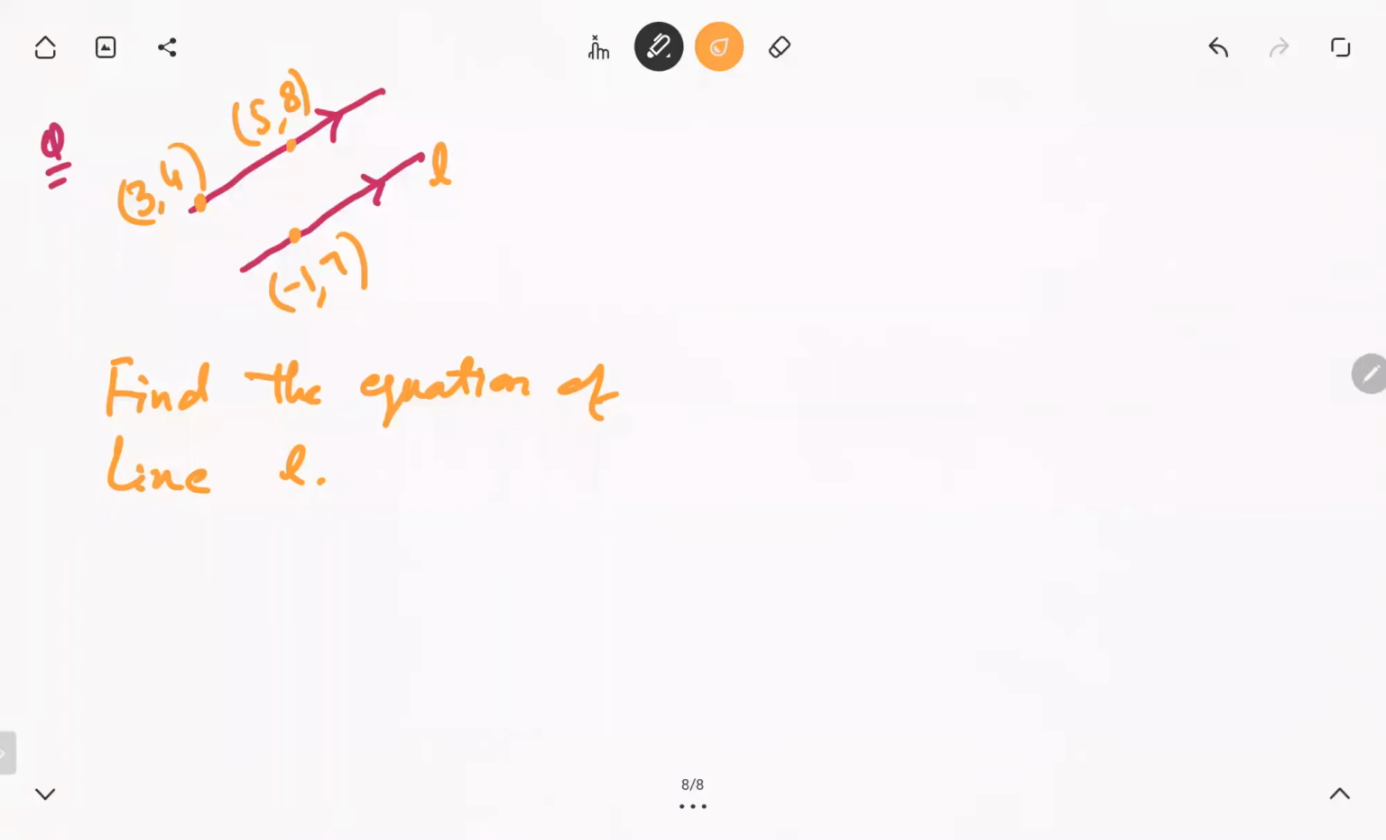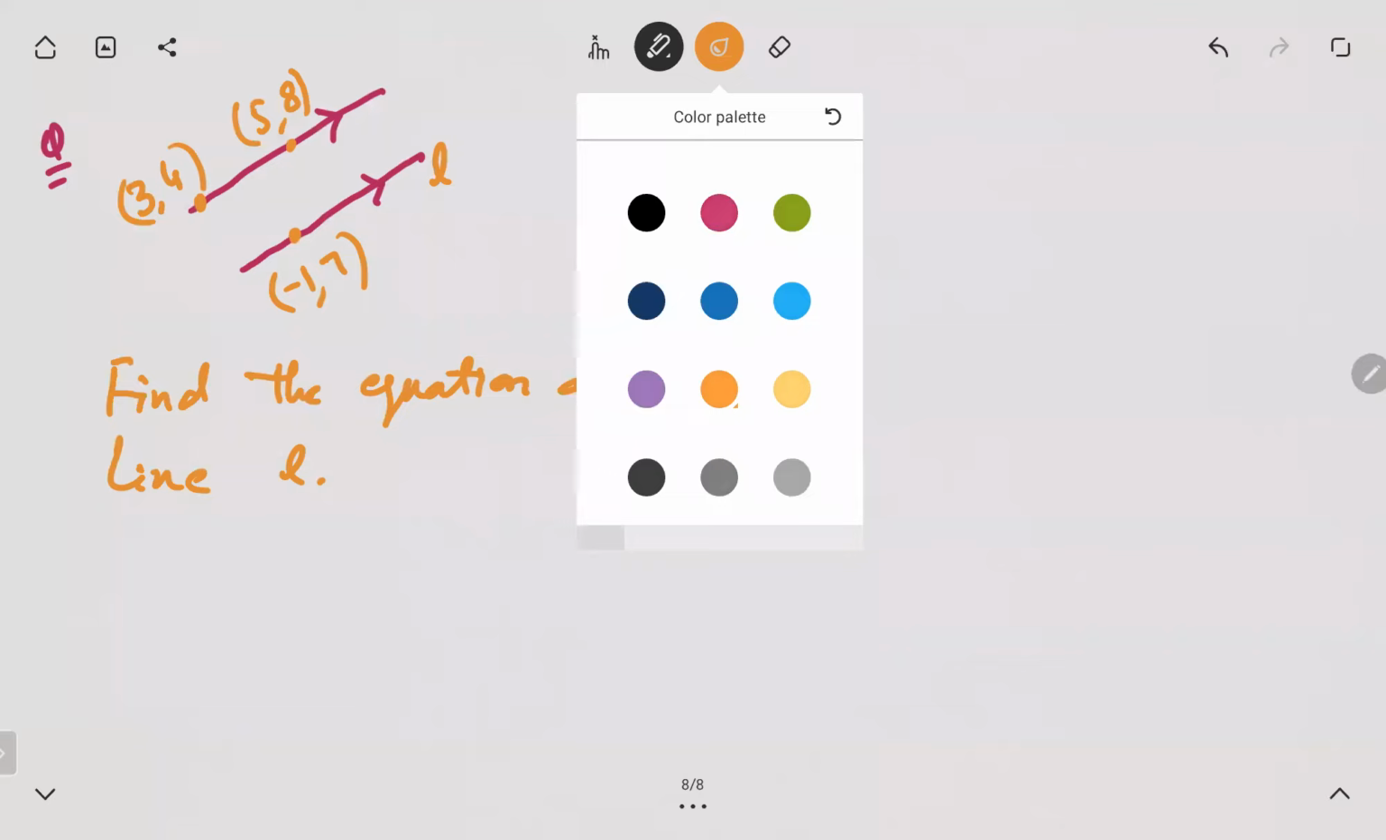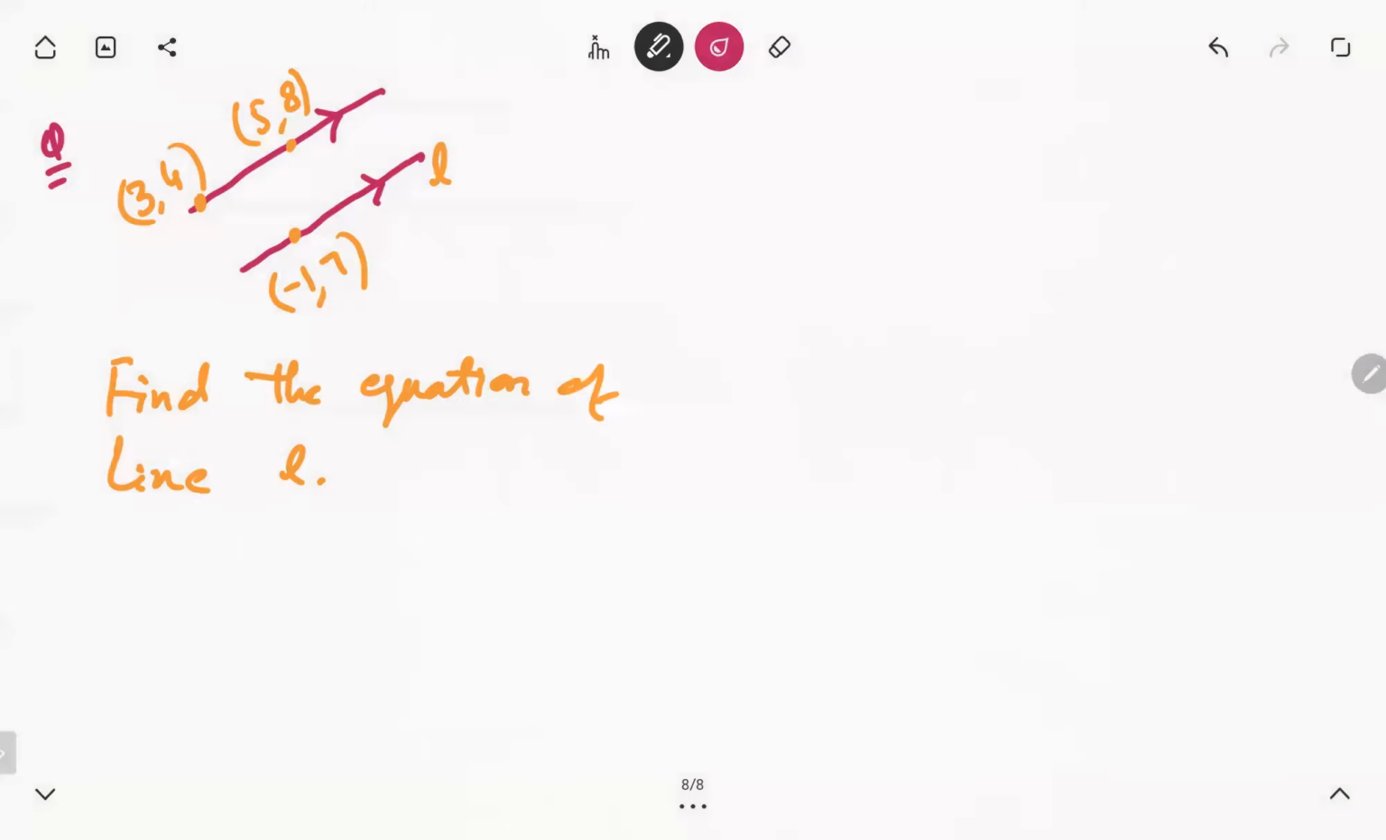So look, those who did not understand or want further clarification: here you want to find the equation of this line L, and the information for that line had only one coordinate. And when you have only one coordinate, you can't find the equation of that line because you can't find the gradient. But the other hint was that this line is parallel to that other line. So parallel means their gradients will be equal. So we will find the gradient from that other line.